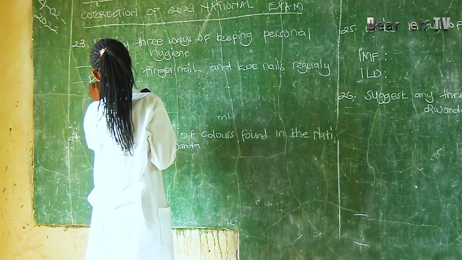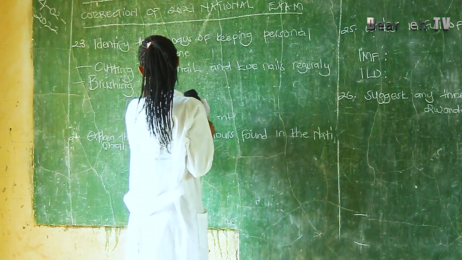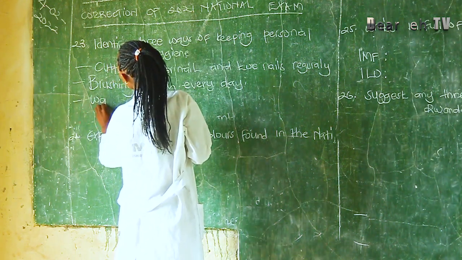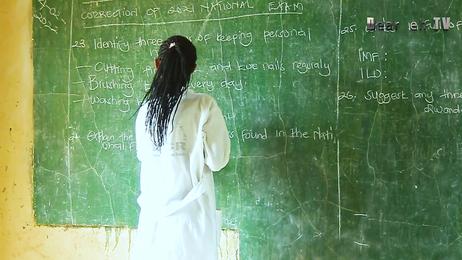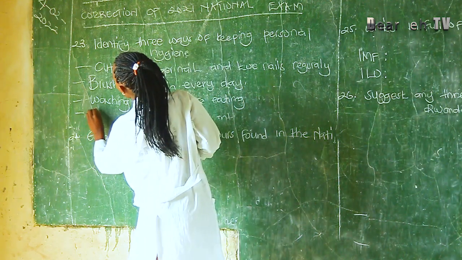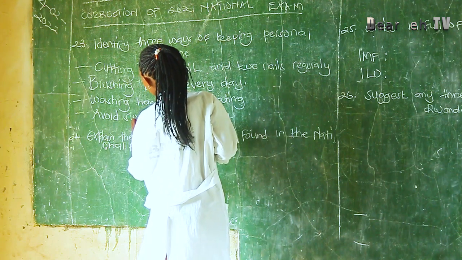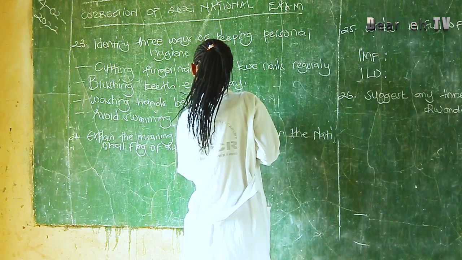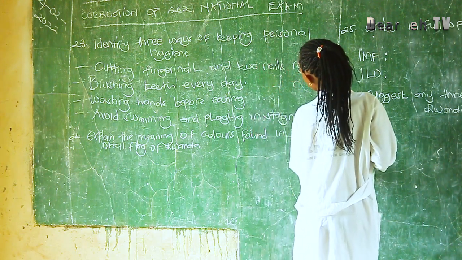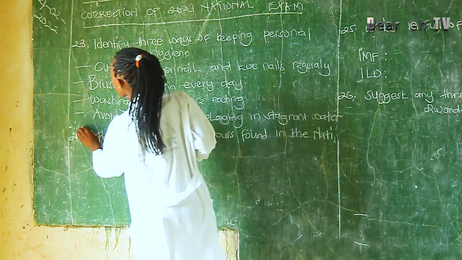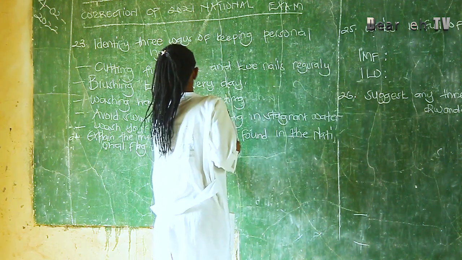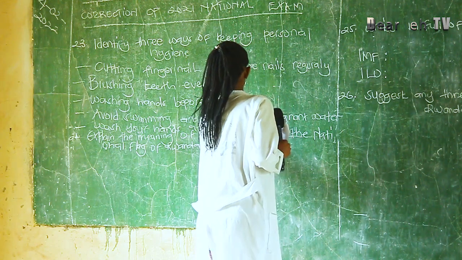So point number two, brushing teeth every day. So number three, washing hands before eating. Then point number four, avoid swimming and playing in stagnant water. Point number five, you should always wash your hands after visiting the toilet.